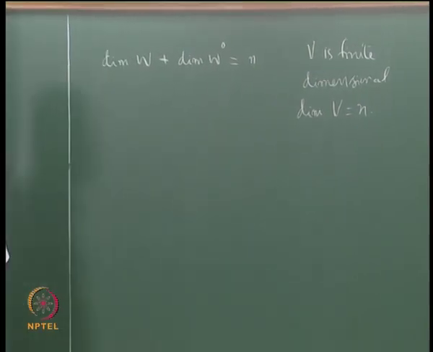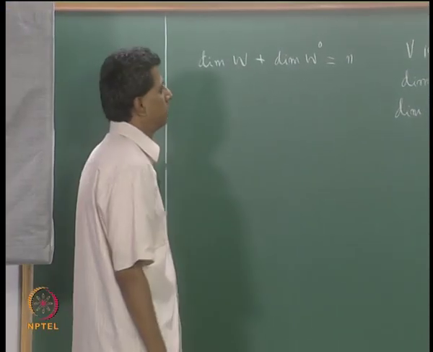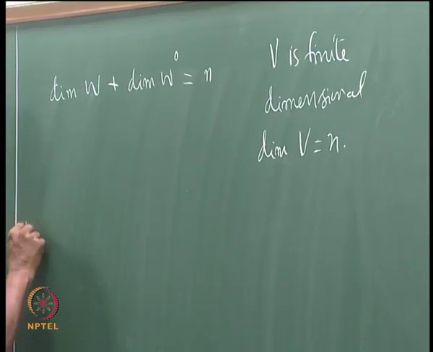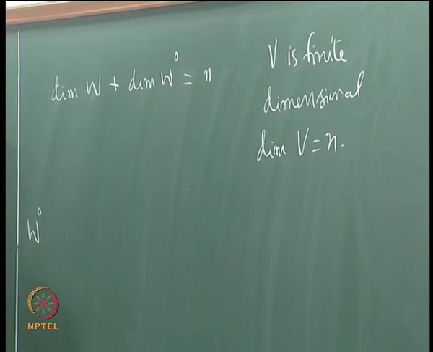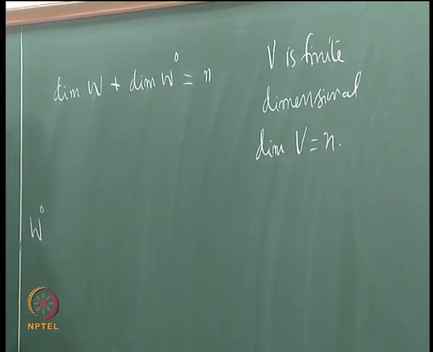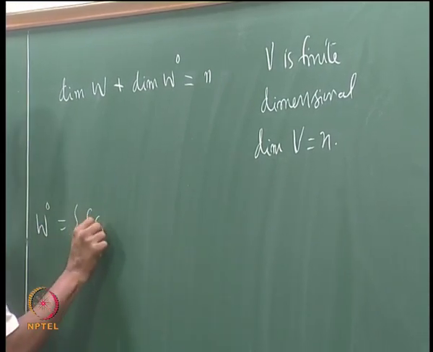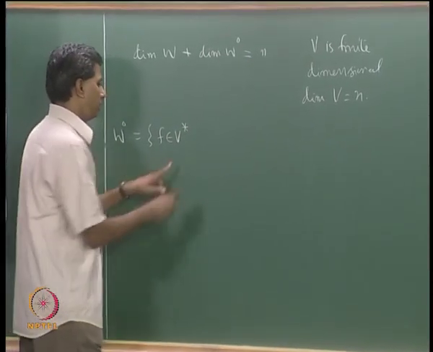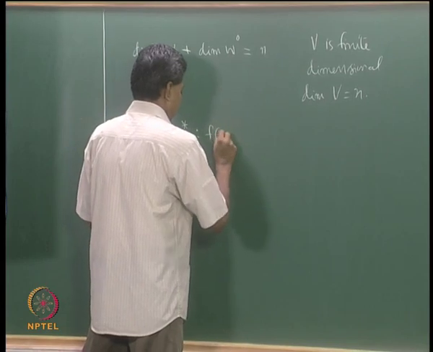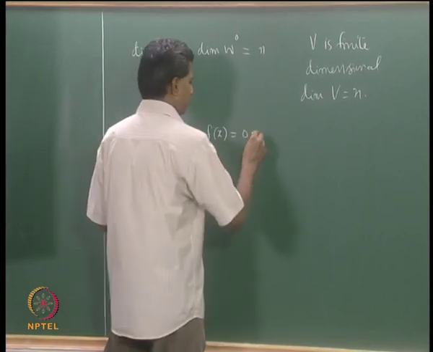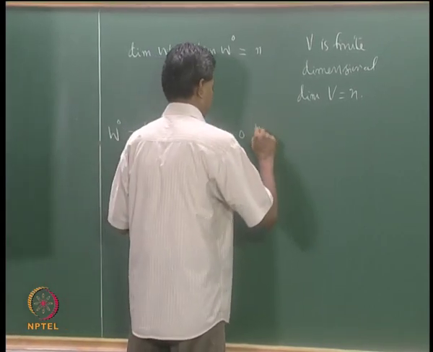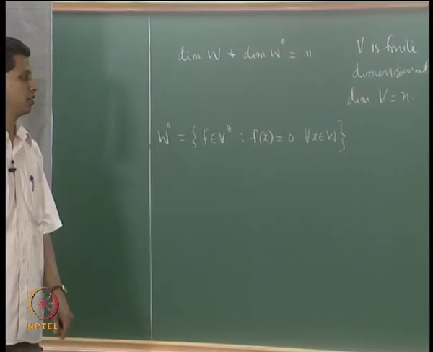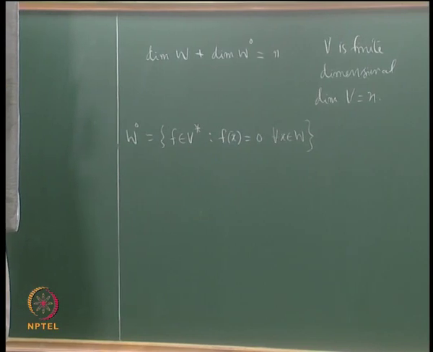V is finite dimensional and W is a subspace of V, then this holds where W naught is the annihilator of W. So I am just recalling the definition. W naught is the set of all linear functionals on V that take each x in W to 0. This is W naught, called the annihilator of W.